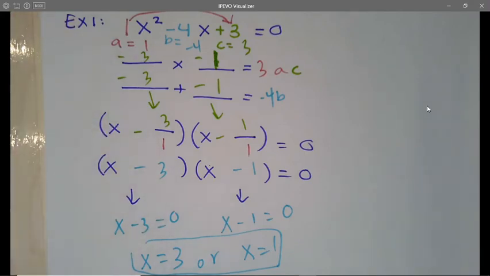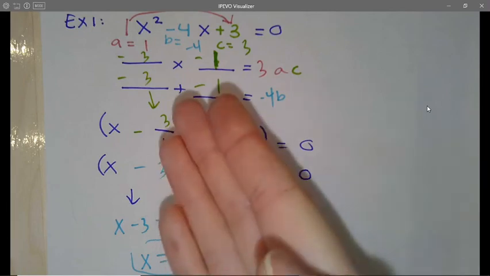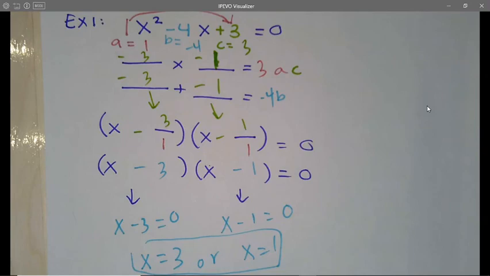So that's the only downside to the quadratic formula. But there you go. You guys get to pick. You can factor this problem, or you could solve using the quadratic formula.